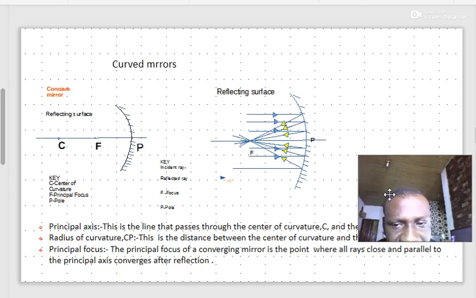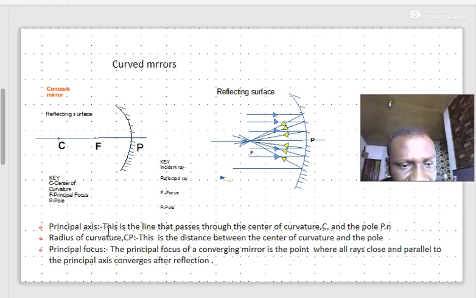So as you can see in the description here, we have the principal axis. Now the principal axis is any line that goes through C and also goes through P, or a line that goes through C and meets P, the pole. And so we have the description here. Student, please do well to read this one out. The principal axis is a line that passes through the center of curvature and the pole P.